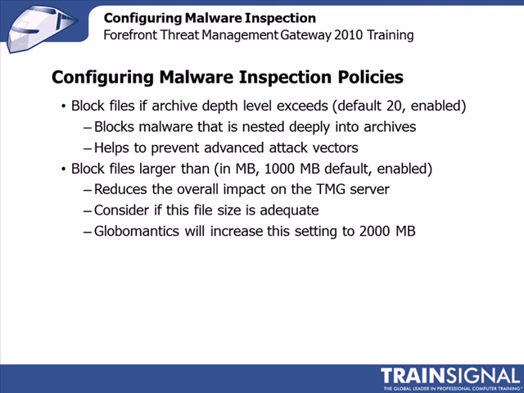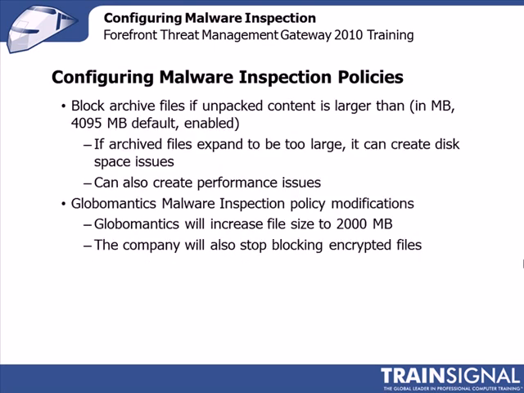Again, from a user experience and overall system performance standpoint, massive files can create a significant load on the Threat Management Gateway system. If you have users that are downloading files in the multi-gigabyte range, it can create a significant performance issue. By default, any files that are larger than 1 gig are going to be blocked by Threat Management Gateway. You've got to decide if this file size is adequate. Global Mantic is going to increase this setting overall to 2 gigabytes, and we're going to do that in a demonstration in a little bit, but first we're going to take a look at how malware inspection operates.